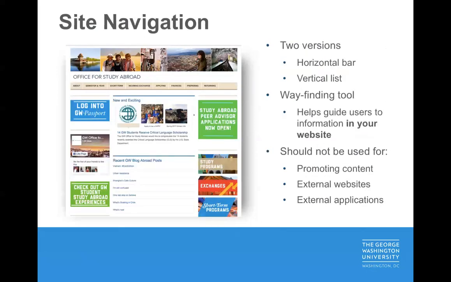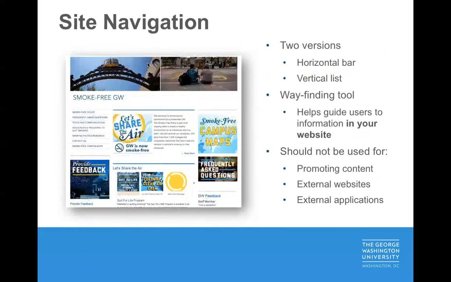Your site navigation, there are 2 versions available. In this one, we see the horizontal navigation bar underneath where it says Office for Study Abroad. So your navigation is always going to be in that horizontal bar. If you have sub-navigation links, when your user hovers over them on desktop, they will show up in a drop-down menu. The other option for the navigation is the vertical list.